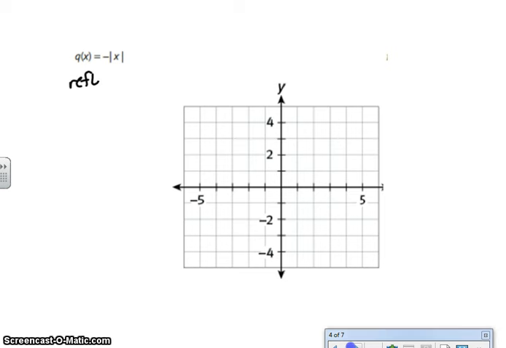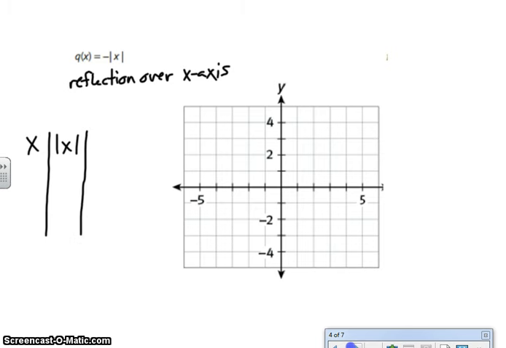Next, a reflection over the x-axis. A reflection we are also going to take care of in the third column of our table. So we have x, absolute value of x, and then our third column for this one is negative absolute value of x. I start with my same x values of negative 1, 0, and 1.